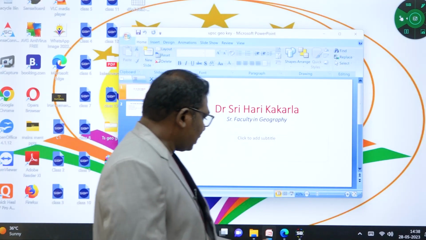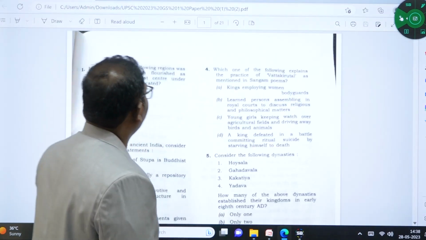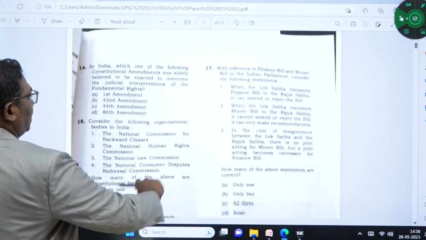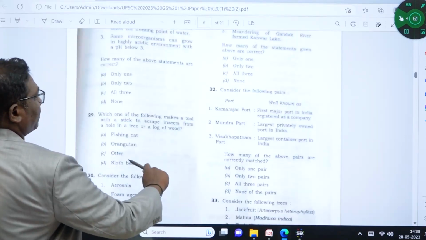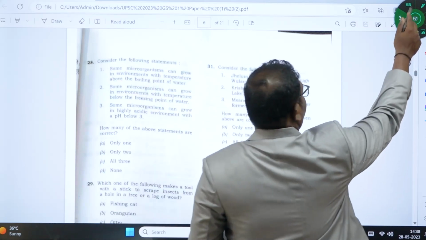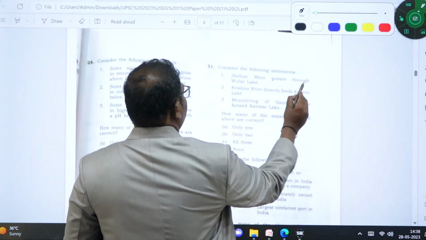Let us move on to the questions here. I will try to show the questions. The geography-related questions start from the 31st question, I guess. In this 31st question, the Jhelum river passes through Ular Lake.